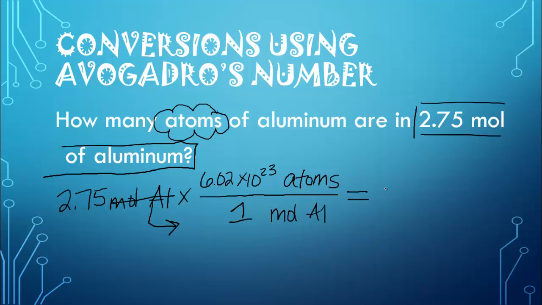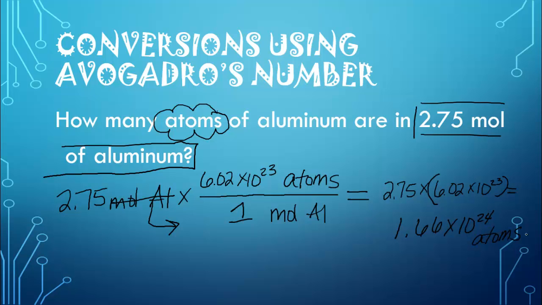So we do the math and we have 2.75 times 6.02 times 10 to the 23rd. Again, use that EE button or your parentheses. And we get 1.66 times 10 to the 24th atoms.